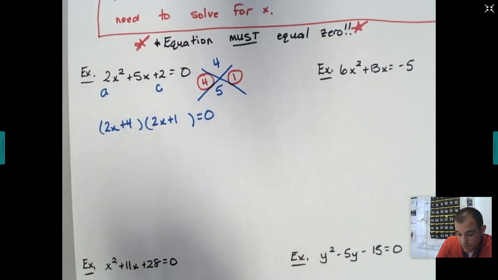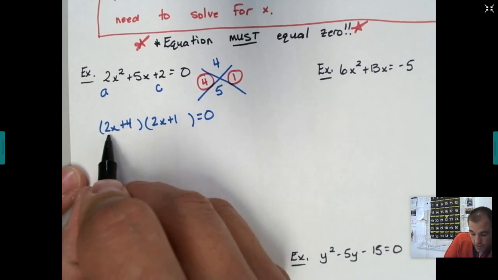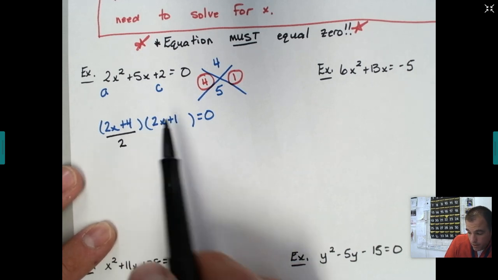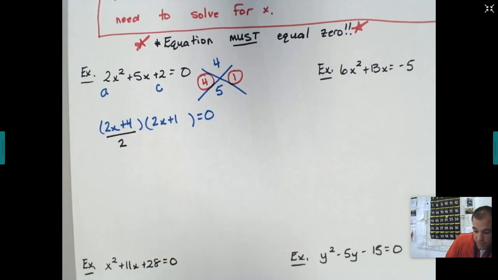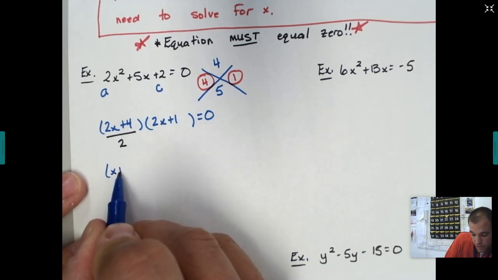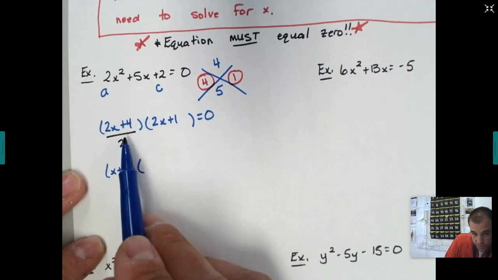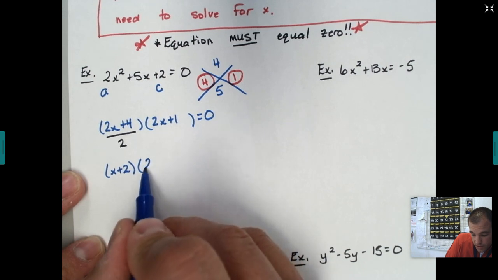And then, like we did last class, we look to see if we can divide. I can divide this one by 2. This one, I can't divide by anything. So if I divide the first one by 2, it would be x plus 2. 2 divided by 2 is just 1. 4 divided by 2 is 2. Second one stays exactly the same.